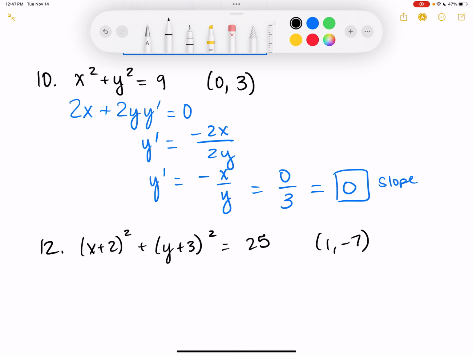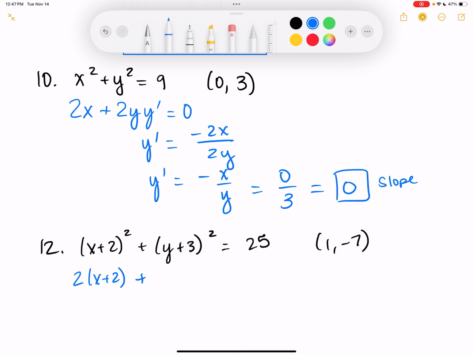Alright, so we take the derivative and then we solve it at the point that's given to us. So, what is this? Okay, 2, and then it's a chain rule. And then parentheses x plus 2, times... no, that's it. It would be times 1, but we don't need to write that.